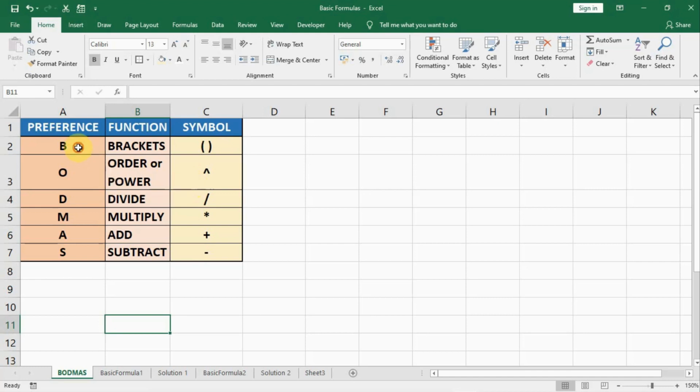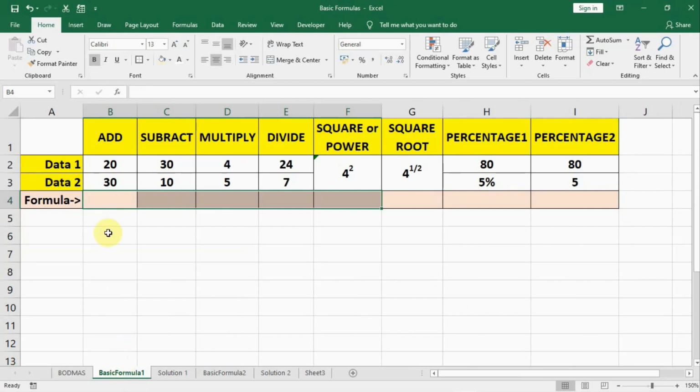Today we are going to learn basic formulas that we are going to use in Excel, and on the screen you can see BODMAS. BODMAS is the basic mathematical rule that we have learned in our elementary schools. The first is brackets, then power sign or order sign we call it, then division, multiplication, addition and subtraction, and this is the preference order in which these are being calculated or solved. So let us try to solve some of them one by one.